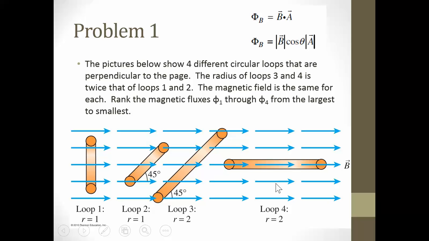We want to figure out how the magnetic fluxes compare between 1, 2, 3, and 4. So if you look at these, you may have an idea that, for example, loop 4 probably has the smallest magnetic flux because it's turned completely parallel to the magnetic field and no magnetic field is going through it. But let's go through in detail the calculations for the flux for each of these.